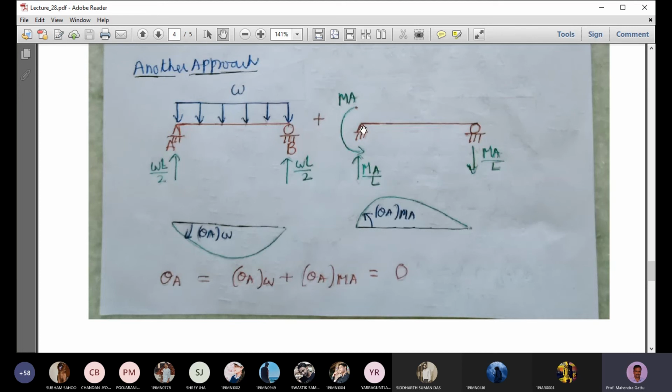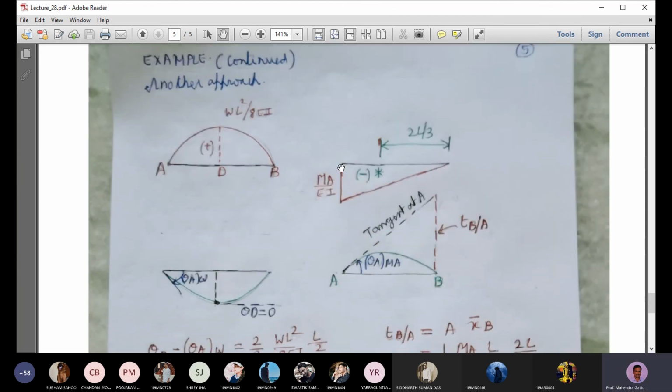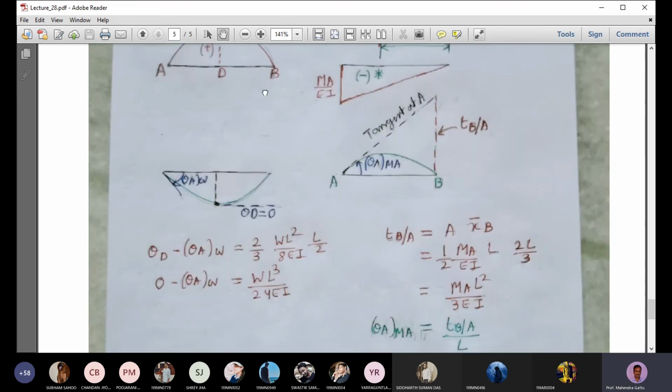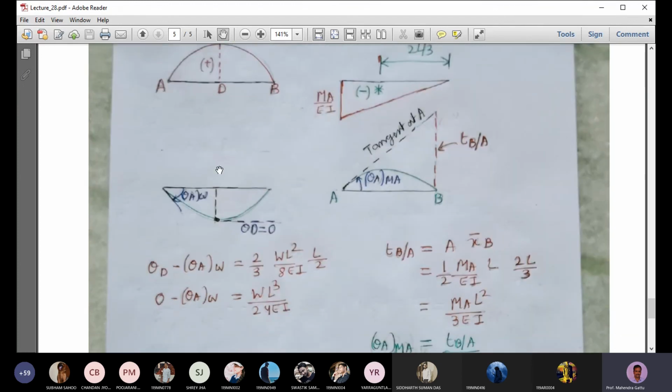Okay, so at x equals 0, it will be minus MA, and as you go forward, it will be decreasing and it will go to 0. So this is the bending moment diagram. At A, it will be minus MA by EI. That is a negative bending moment, and as you go towards B, it will go to 0. For the distributed load, we already know it is WL square by 8, and we are dividing by EI for the M by EI diagram, so WL square by 8EI, and this is a parabola. The maximum occurs at the midpoint. Okay, and what we are interested in is theta A and theta B. So for the distributed load, at the center, the slope is 0, theta D is 0.